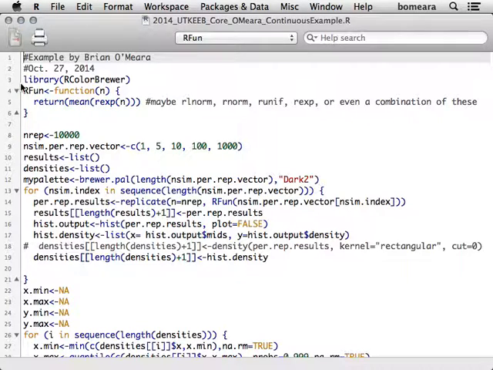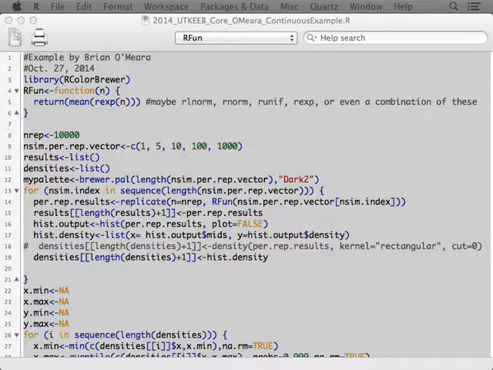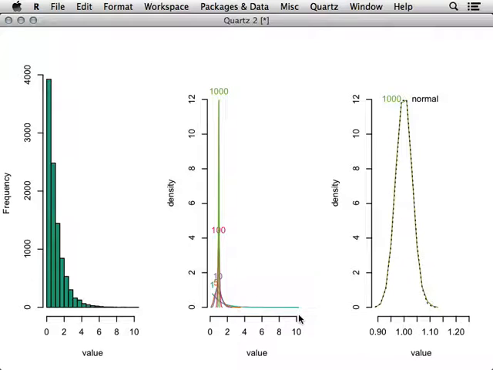Well, the core function is this R function. So what is this doing? Yep, exactly. So taking the mean. And so if you look at the plots, something like this. So here's a single draw from an exponential.